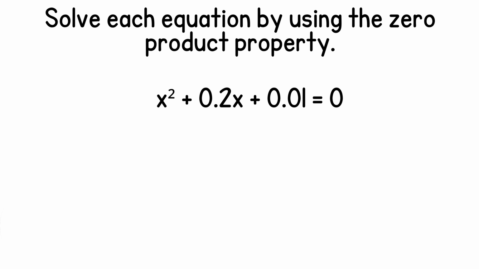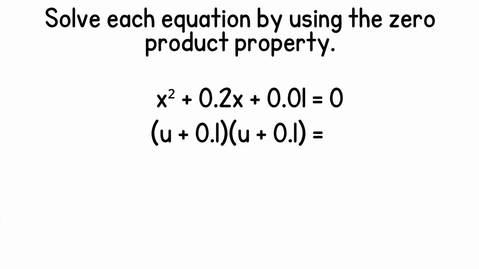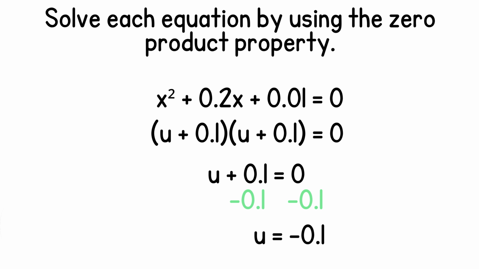Now let's look at our last one. So we need two numbers that multiply to 0.01 but add to 0.2. Those numbers would be 0.1 and 0.1. So since the parentheses are identical, we'll just set one of them equal to 0 since they'll have the same solution. We'll solve by subtracting 0.1 from each side, which gives us u is equal to negative 0.1.